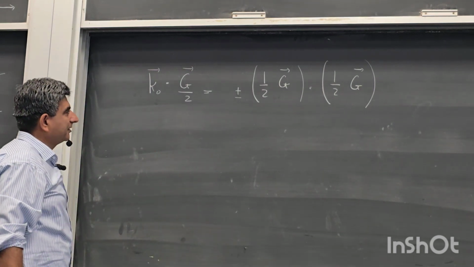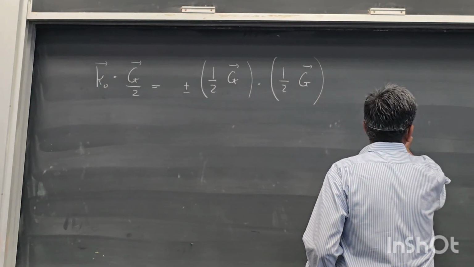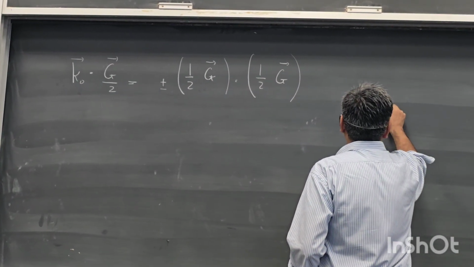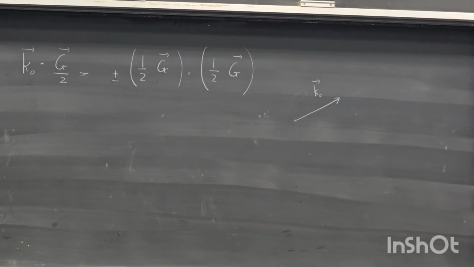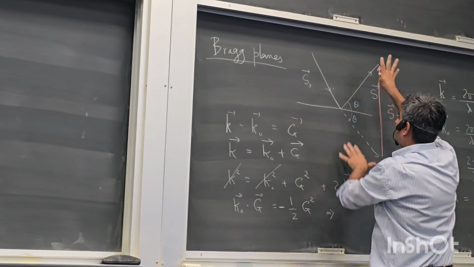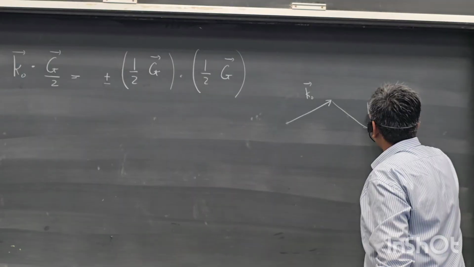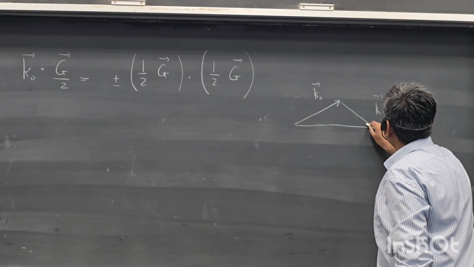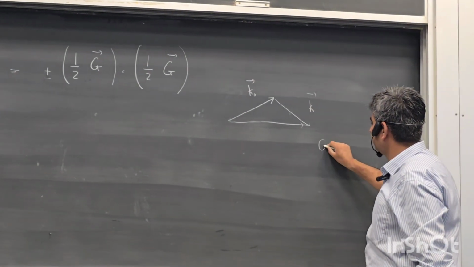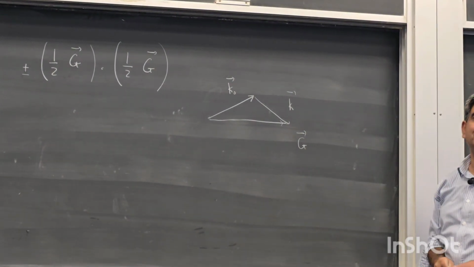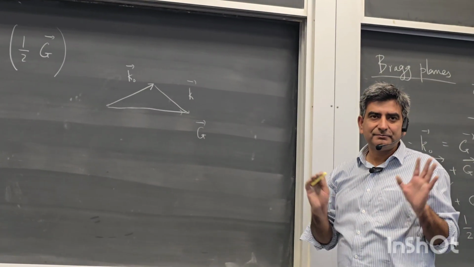Okay, now look at this expression and let's look at it diagrammatically. So I have some k naught. I'm twisting this diagram a little bit and plotting it again. So this is some k naught and this is some k. This is k minus k naught, isn't it? Which is g. This is a translation vector in the reciprocal space. Got it?